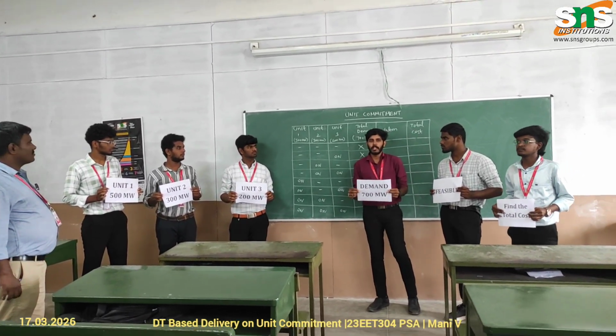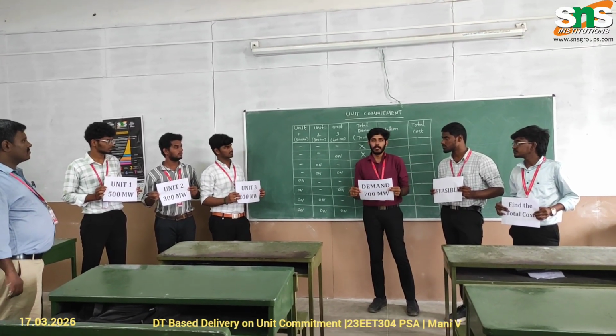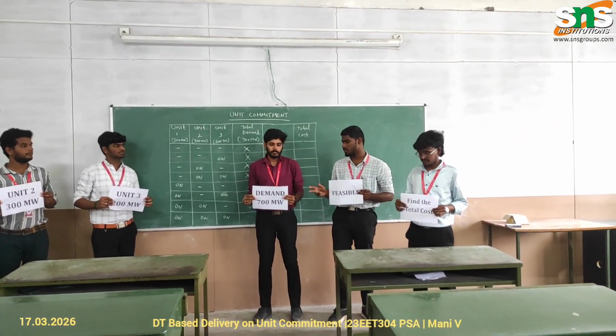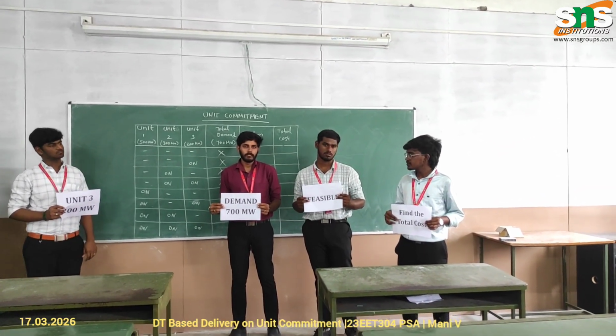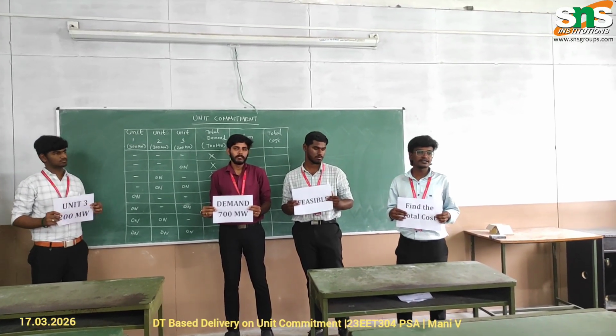My demand is 700 megawatt. I am attaining 1000 megawatt, so it is attaining my demand. Now the demand is attained, so I am feasible. So now it's feasible, and I need to calculate the total cost.